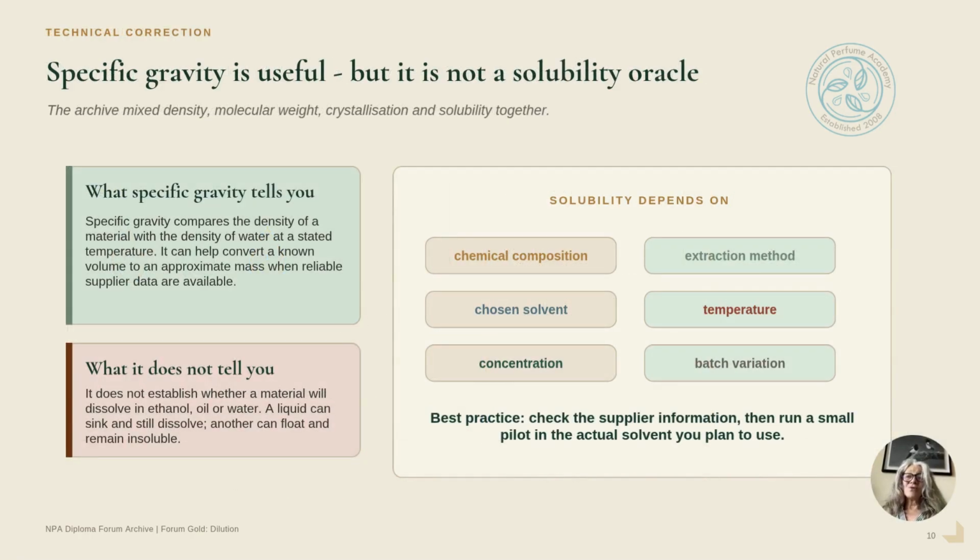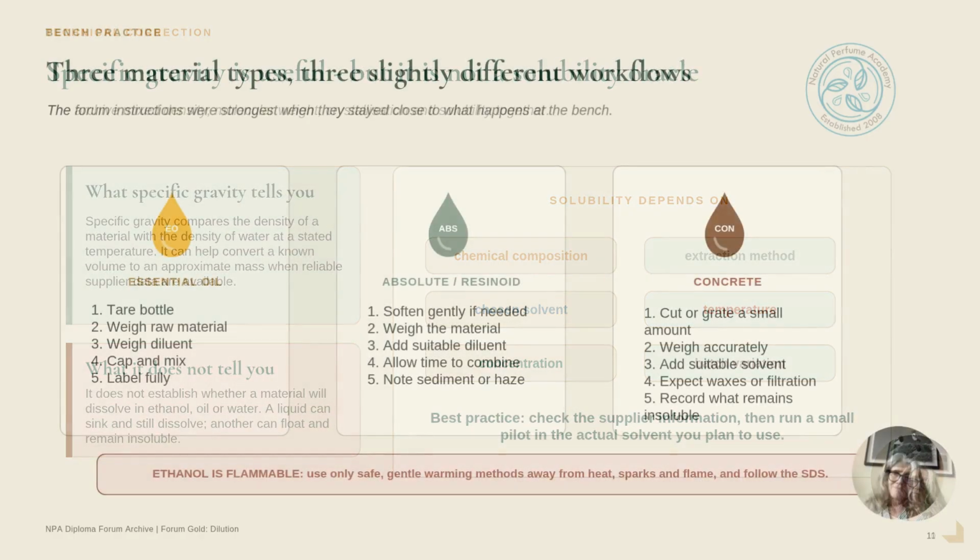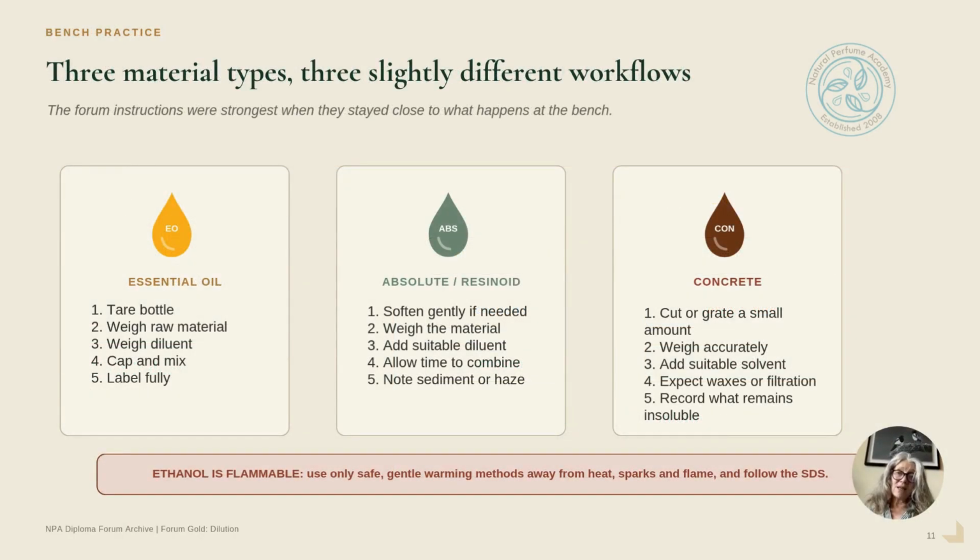This archive also shows why old teaching should be reviewed rather than copied blindly. Density and solubility are different questions. Supplier information helps, but a tiny test in the actual solvent on your own bench is often the clearest answer. The calculation may be identical, but the handling is not. Oils usually mix easily. Absolutes may need patience and gentle warmth. Concretes can bring waxes, sediment, or filtration. The material determines the bench work.